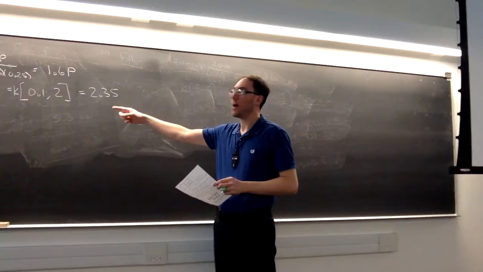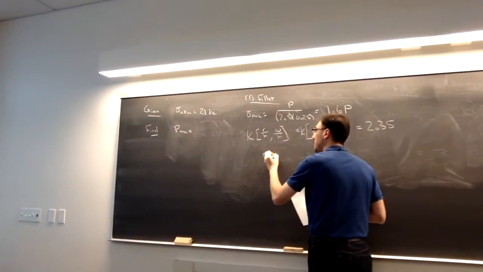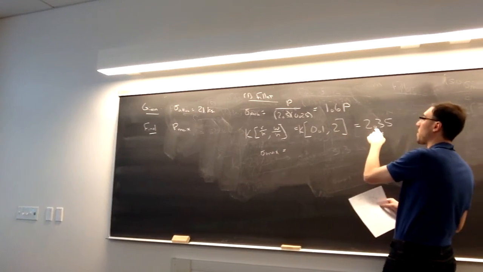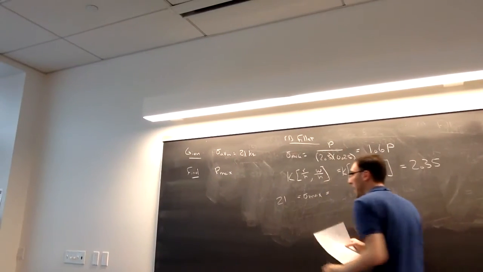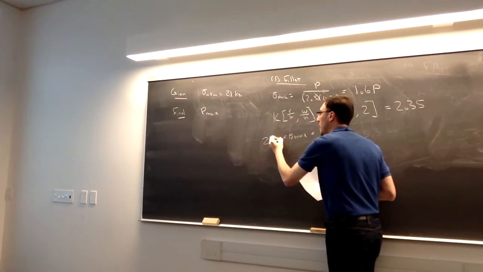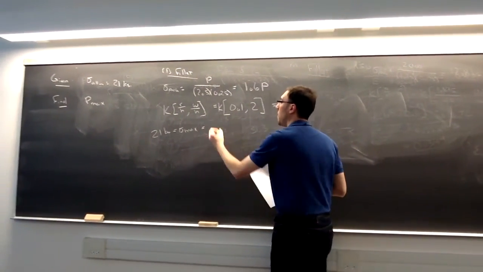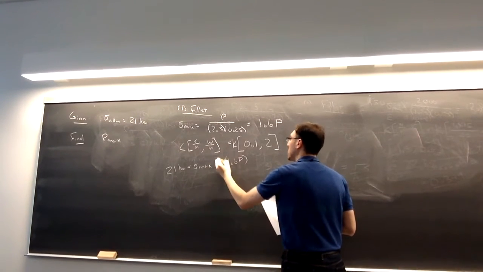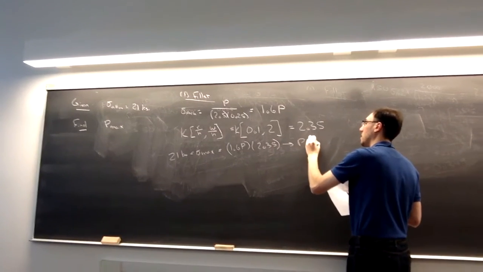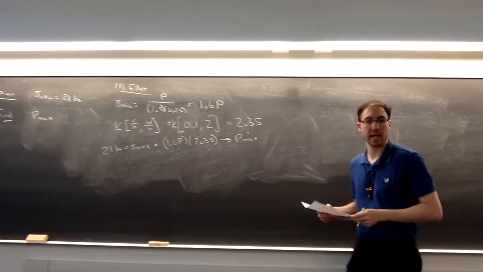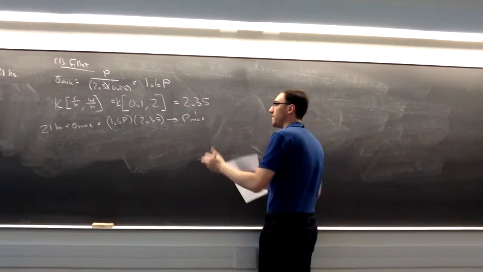I know my K value. I know the average stress. Now I can find the maximum stress. It's going to be 2.35 times 1.6 times P, combined into one. I know that 21 KSI is the most the stress can be at the fillet. And I can set that equal to 1.6 P times the 2.35. So the most force I can apply before it would fail at the fillet is going to be 5.59 kip.